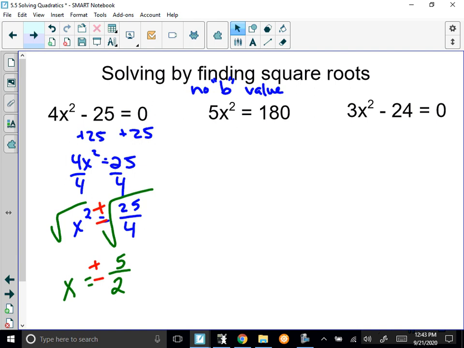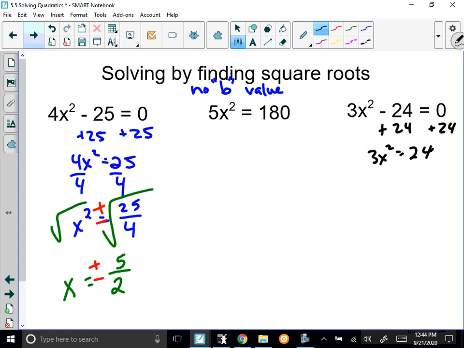Alright, this one you guys are going to help me with. We're going to do 3x squared minus 24 equals 0. Lucas, let's start with you. Let's get x squared by itself. So my first step is going to be what? Add 24 to both sides. Doing so, we'll have 3x squared equals 24.